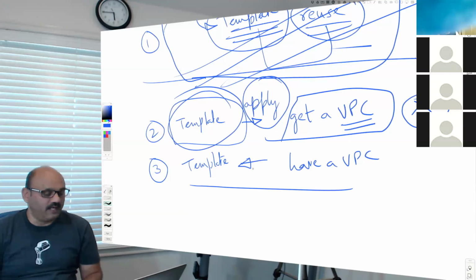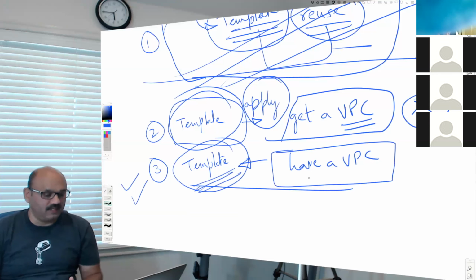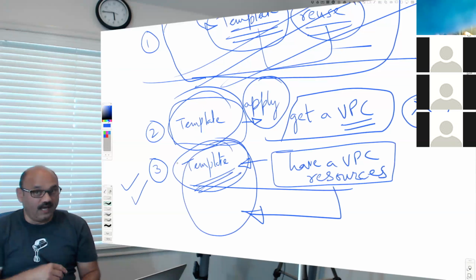So how do we get a template? That's the third step. We can actually get a template by asking CloudFormation to create a template for us. And so what we need to do is we have to have a VPC already and a bunch of resources in there. And so using those resources, we can very easily create a template. And that is what we currently have in our cloud.